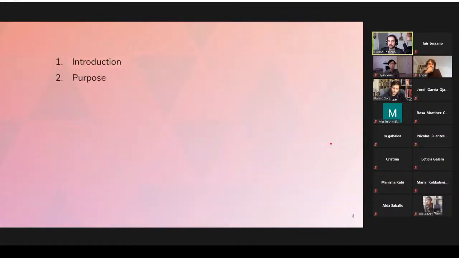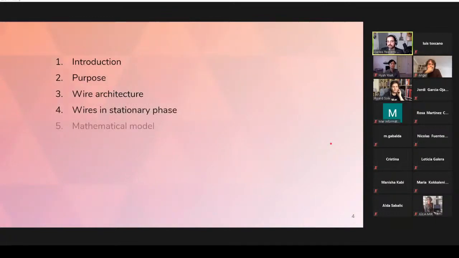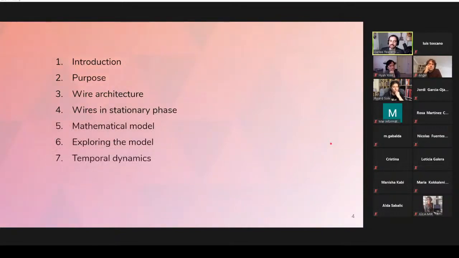The main outline of my thesis: I will start by discussing the introduction of the project. Then I will point out the purpose. I will introduce the concept of what a wire is, what it should be, its architecture, and then I will move on to wires in the stationary phase. We will discuss later the mathematical model. We will explore together the model and analyze its temporal dynamics. We will discuss how it behaves when we have digital periodic inputs, and finally the conclusions.